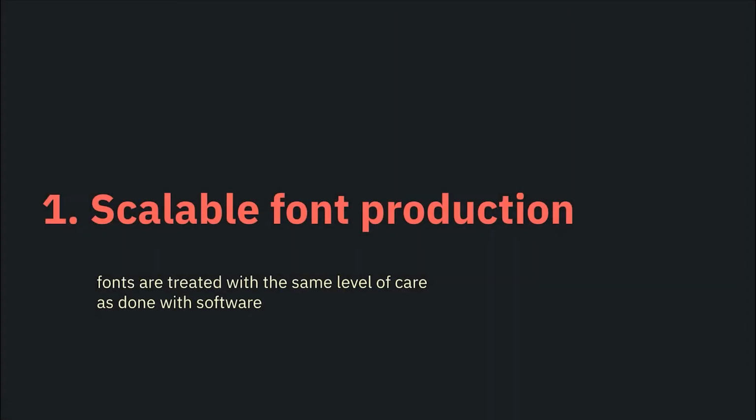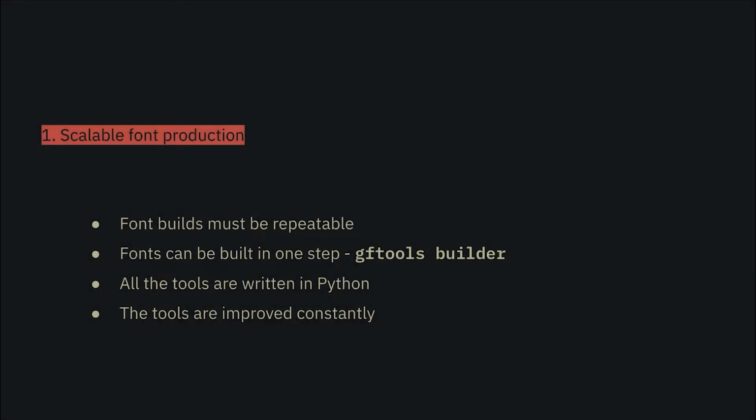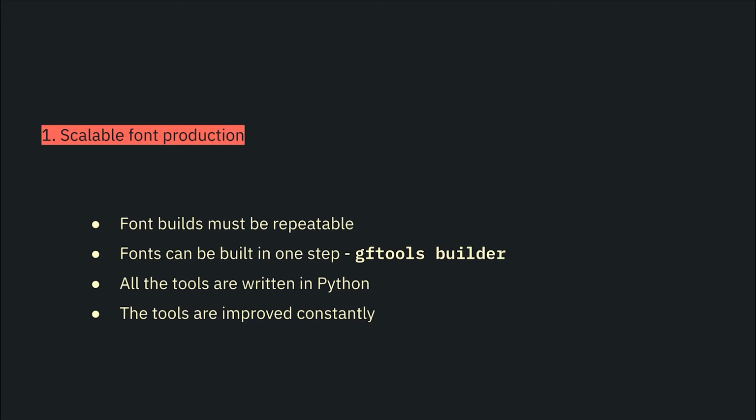Scalable font production. Serving almost 3/4 of the fonts in web pages, the fonts must be treated with the same level of care as done with software. The following requirements were set to ensure a scalable production. Font builds must be repeatable and typically should be done in one step. All the font production tools can be run from the command line. Recently, many of them have been wrapped up under GF Tools Builder, one powerful single tool that will perform for you the required steps for production and for post-production, covering the most common fixes needed.